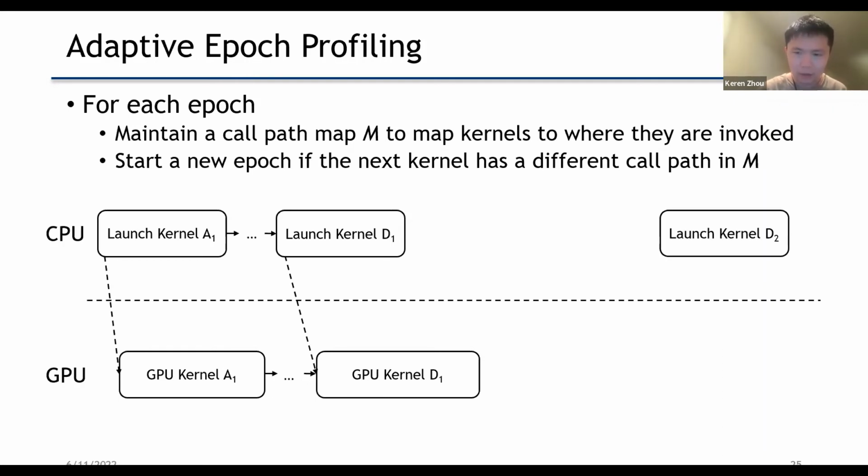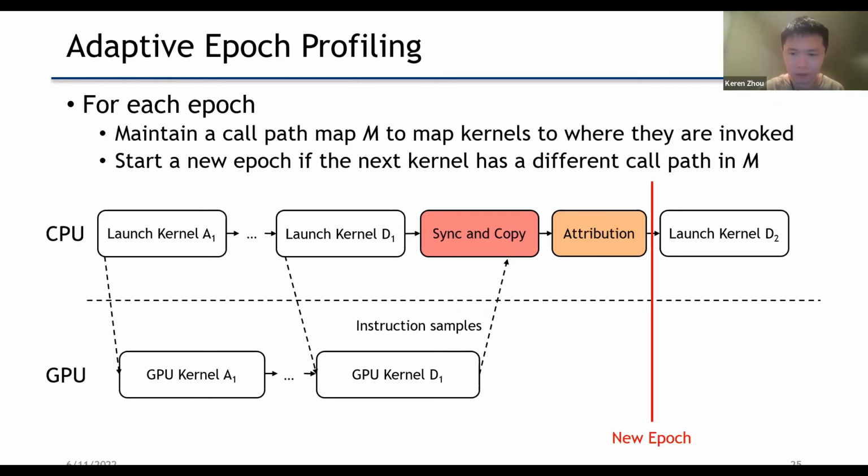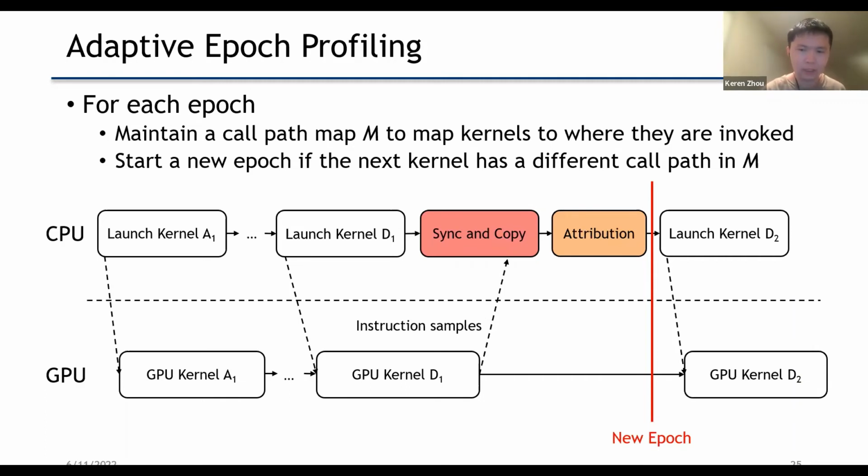After launching a series of kernels, here we invoke GPU kernel D1, which invokes kernel D at the first call path. But after that, we invoke another kernel D2, which means we invoke D at the second call path. Since D2 and D1 invoke the same GPU kernel at different call paths, we see D2 conflicts with D1. So, based on our rules, we need to synchronize the CPU and GPU and copy out the samples for attribution. Next, we start a new epoch starting from D2. Therefore, in this method, we can accurately divide GPU kernels into different epochs, where in each epoch, we don't have the same GPU kernel launched at different call paths.